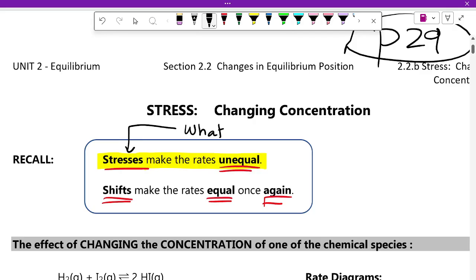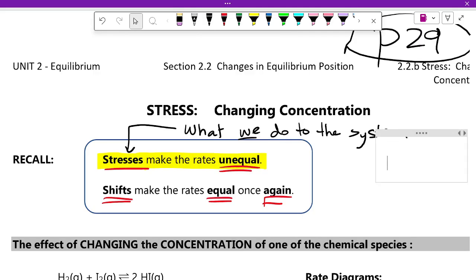Why do we want to stress the system? Because it's interesting. We might want to shift the reaction one direction or another in order to, say, make more product. Like if we had something that was reactant favored, we might want to do things to shift it toward the product, if it was something we were producing to get out to market. Shifts is what the system does in response to the stress.